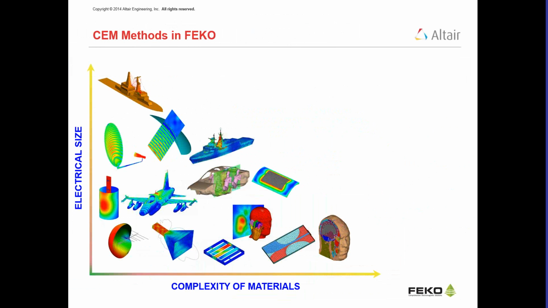So let's look at the various problem space that we have. If you look at the complexity of materials and the electrical size, it varies from one extreme, the human body with lots of materials that need to be modeled accurately, to the other side, the large electrical size of platforms like ships, for example, that can get electrically very, very large as you go to higher frequencies. To solve these things, FEKO has various methodologies.